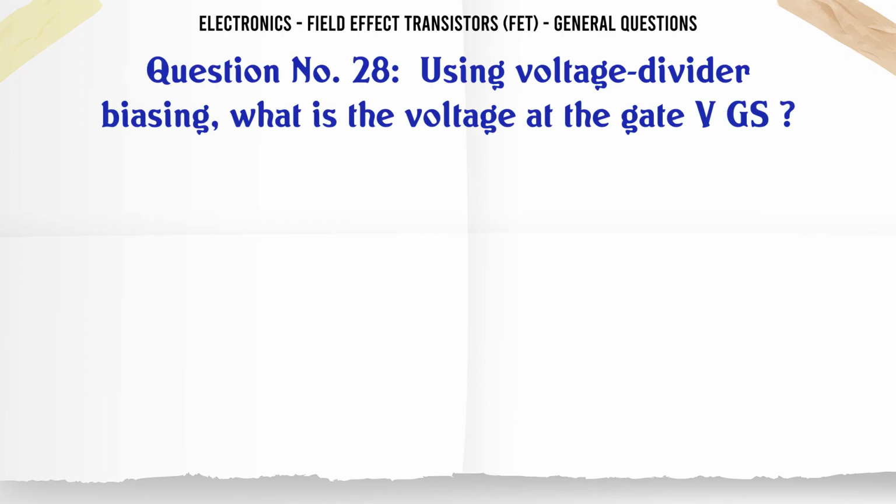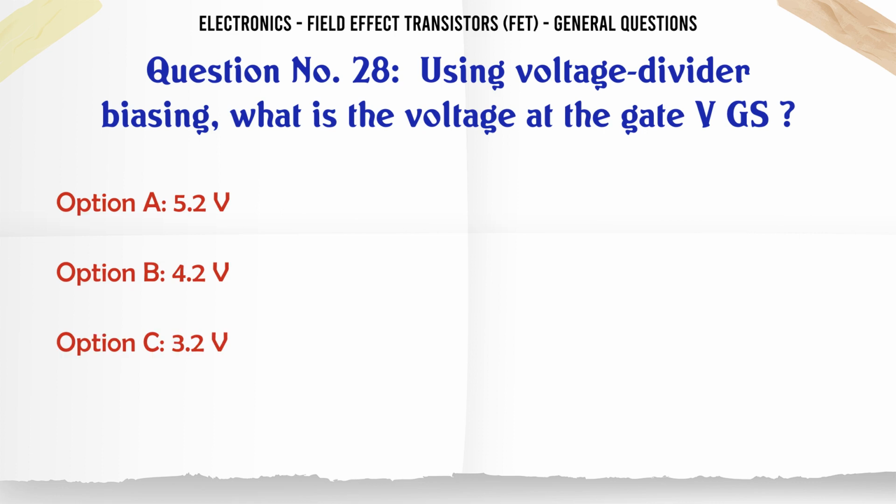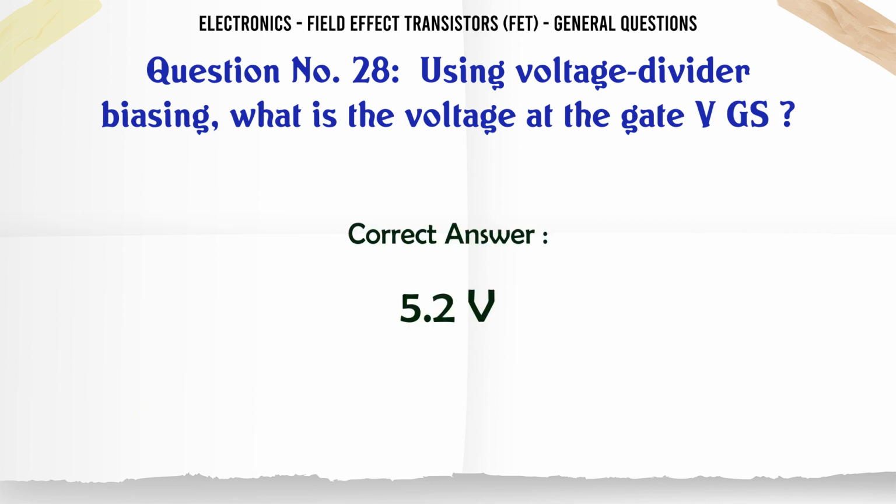Using voltage divider biasing, what is the voltage at the gate VGS? A. 5.2 V, B. 4.2 V, C. 3.2 V, D. 2.2 V. The correct answer is 5.2 V.